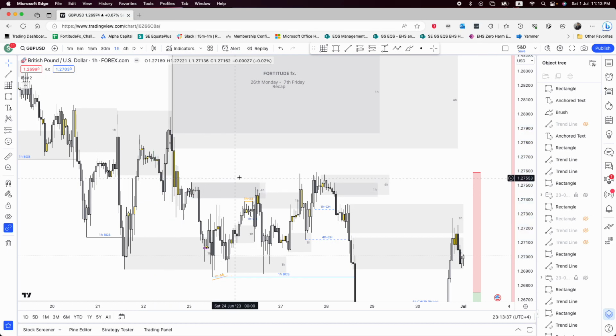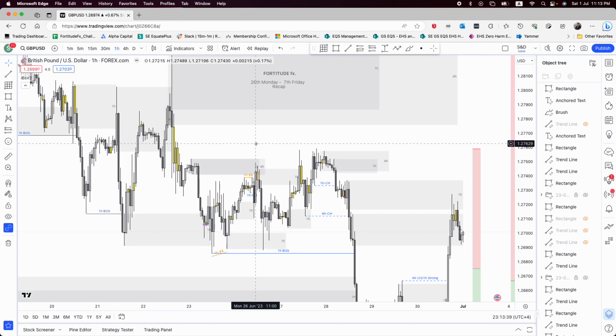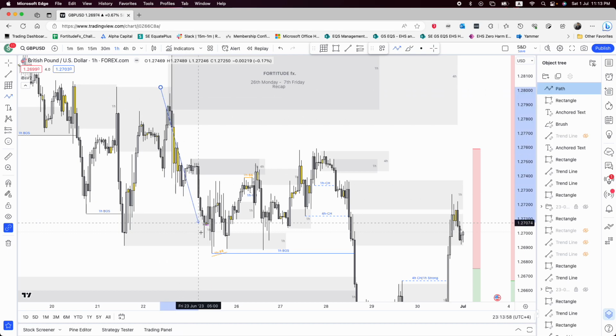So what happened then, and I did not get involved over here, we had a nice reaction from this point in time, and then it came into this demand, 1 hour demand zone, and this is where the boss happens, right? So what are we looking at? So let me show this to you. We had this moving down. It mitigated somewhere up here.